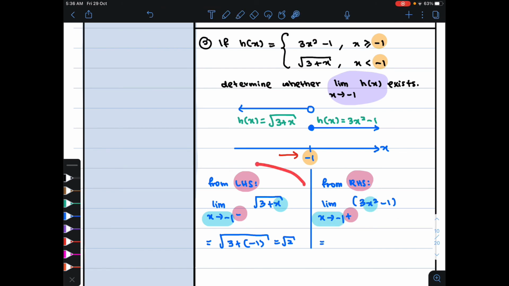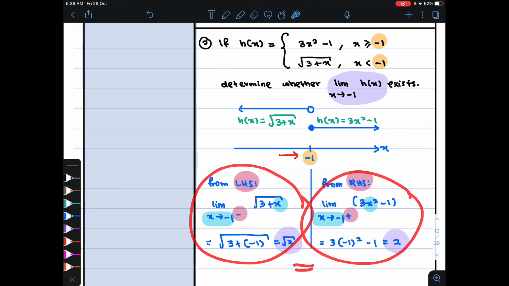And just like on the left hand side, there's no need for you to put a positive sign into x. Just write down 3(-1) squared minus 1, and the answer is 2. Compare both limits. From the left hand side, it is square root 2, but from the right hand side, it is positive 2. So you can see that both limits are not equal.